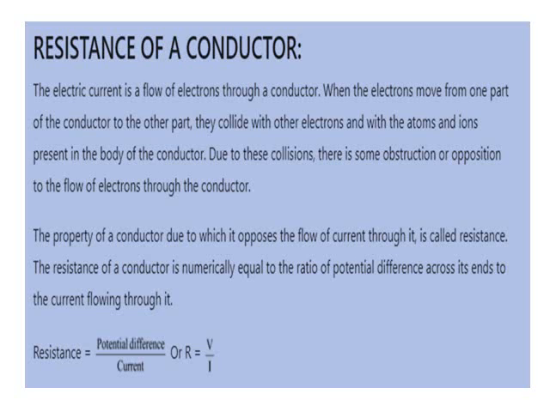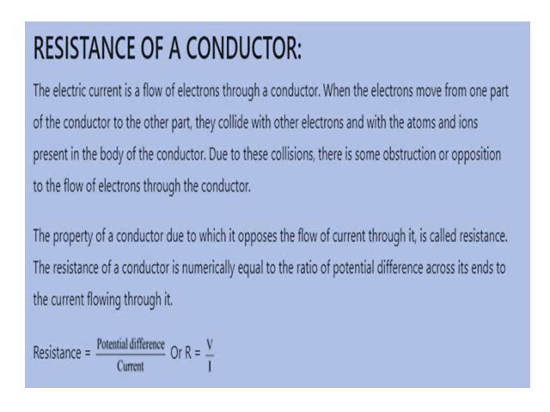So when the electrons flow in a conductor, they are not flowing in a free manner like the flow of water. They get obstructed here and there due to the collisions between themselves and with the ions present in the conductor. Therefore, the flow of electrons is a little hindered. So this property of the conductor, due to which it opposes the flow of current through it, is called resistance.